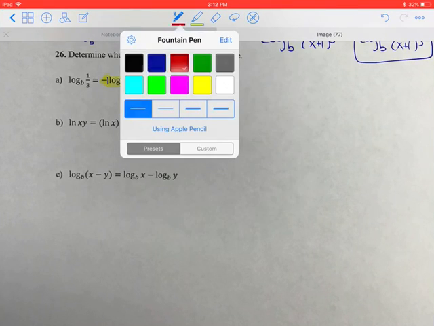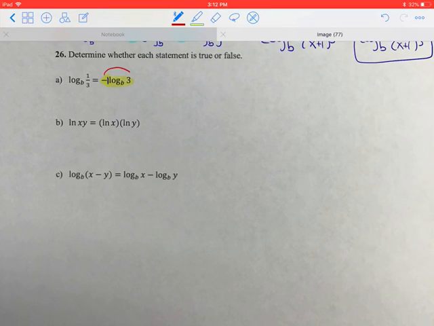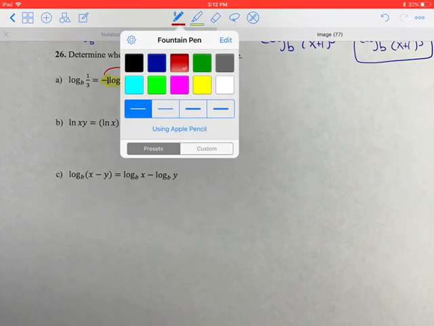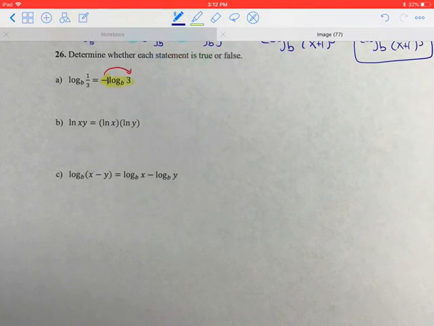And since it's a -1, I can think about doing the power rule backwards, just like we did when we condensed. So that would make that side log base b of 3 to the -1. Now I know that 3 to the -1 is the same thing as 1/3 to the +1, so I could rewrite that as 1/3. Then the two sides are the same, so I would say that this one's true.